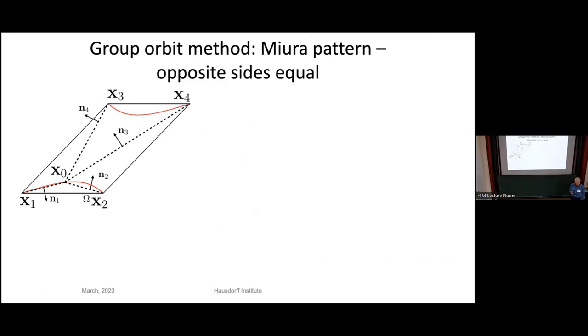Let me remind you of some of the very basic things. First of all, we studied the Miura-Ori pattern. That's this pattern where the creases are the dashed lines. The red lines consist of the locus of points such that the sum of opposite angles is pi. That's necessary and sufficient for flat foldability.